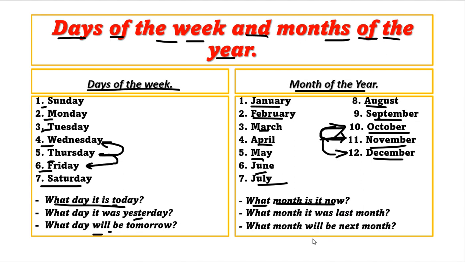And if you hear the question with will, it means that it is future, so you must go forward. From number 11, you go to 12, which is December. So that is the months of the year and days of the week. Don't forget, every time before we start our class, I'm going to ask you this question: What month is it now? Or what day is it today?